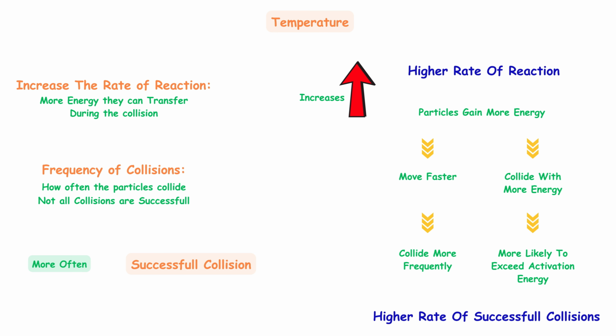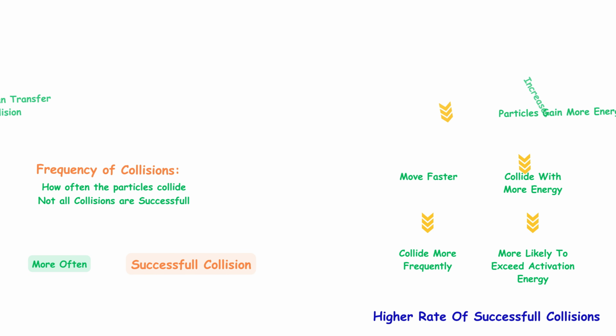Starting with temperature, when we raise the temperature of a reaction, the particles involved gain energy and begin to move more rapidly. As a result, not only do they collide more often, but the energy of each collision is also higher, which increases the chances of surpassing the activation energy. Therefore, higher temperature means more frequent and more energetic collisions, which both contribute to a higher reaction rate.